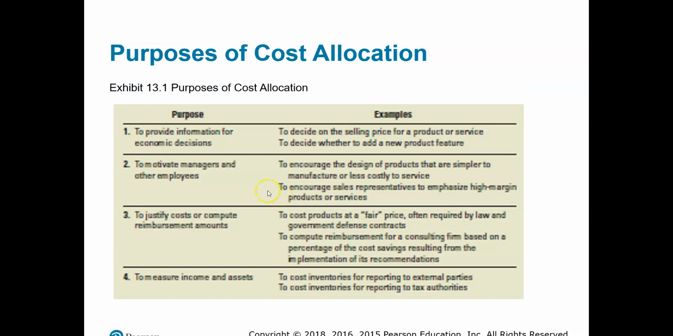Now, let's take a look at the purposes of cost allocation. And there's really 4 reasons why we want to allocate costs. The one is to provide information for economic decisions. So what's an example of that? Well, we want to decide on the selling price of a product or service, whether we should add a new product or new product feature. So that's one reason why we allocate costs.